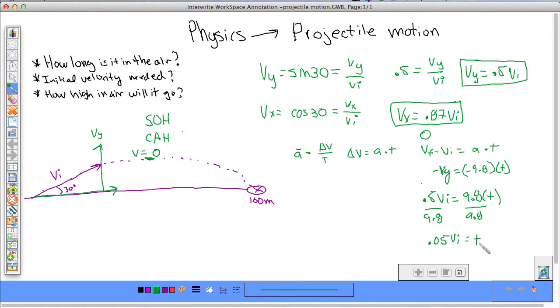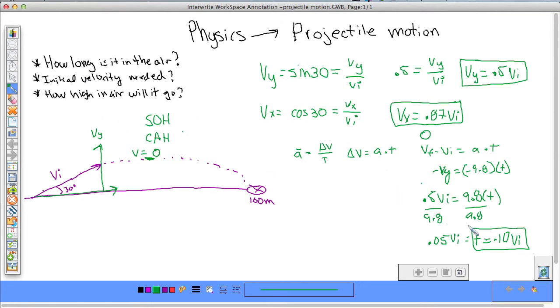So if I just took this and multiplied it by 2, I could say the time is going to equal 0.10 times my initial velocity. All right, so take this times 2, it's going to give me the total time. And I may just want to use half the time at one point, like maybe when I'm looking at how high this thing goes, and that was one of our questions right here.